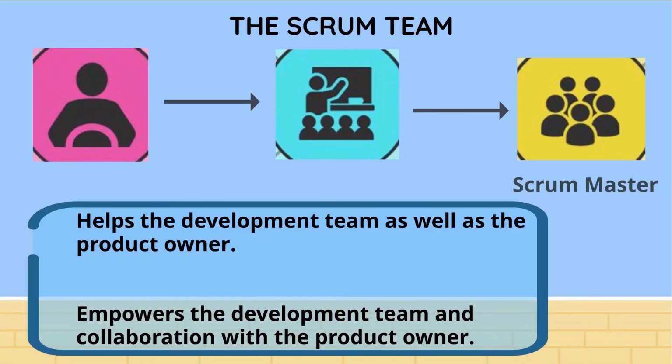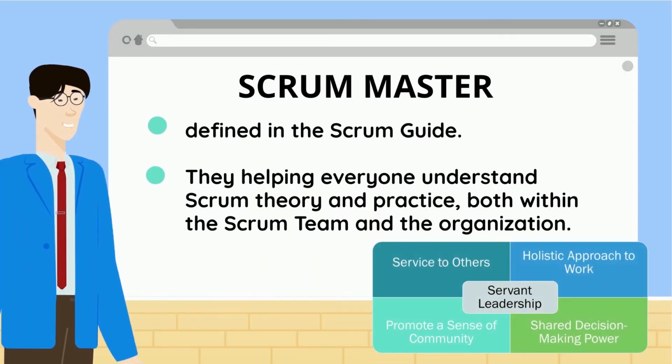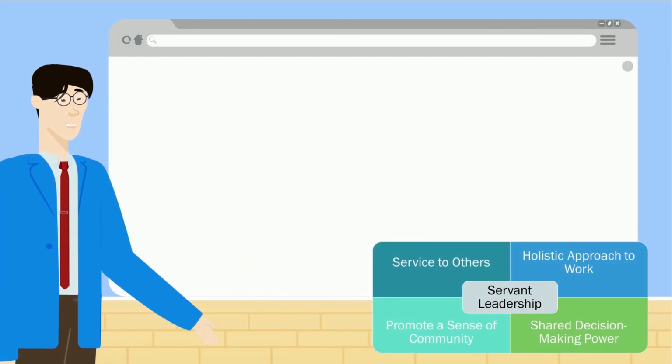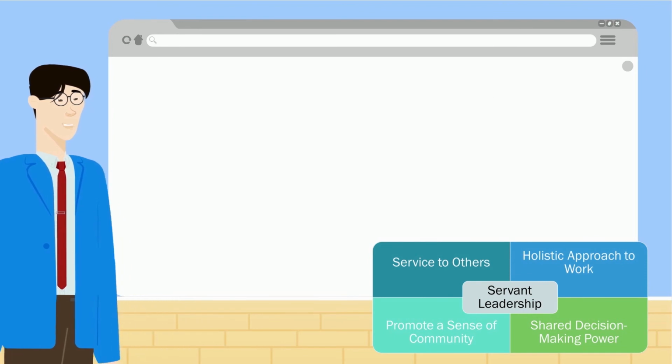Last team is called Scrum Master, to help the development team as well as the product owner and empower the development team in collaboration with the product owner. Scrum Master is defined in the Scrum Guide. They help everyone understand Scrum theory and practice both within the Scrum team and the organization.